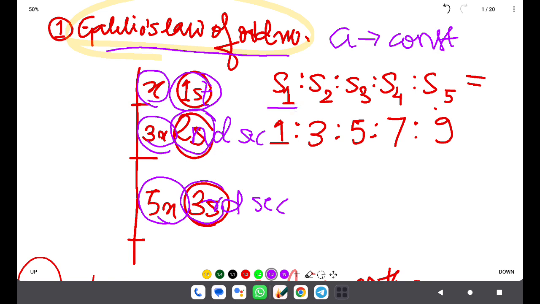This means the ratio of distances covered by a body in equal intervals of time is 1 : 3 : 5 : 7 : 9, and so on. This series of odd numbers continues.